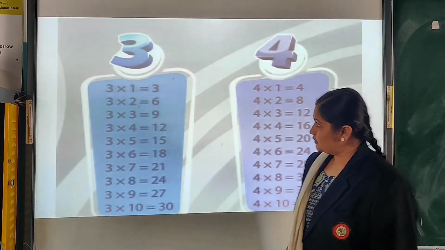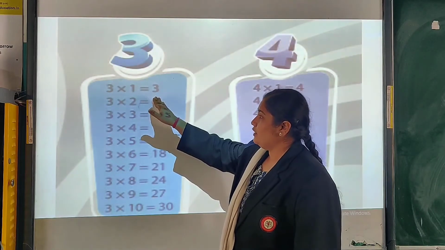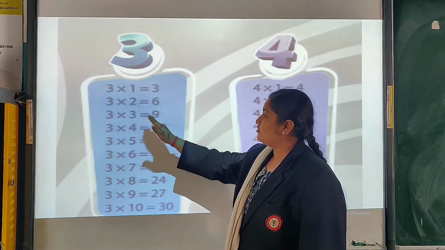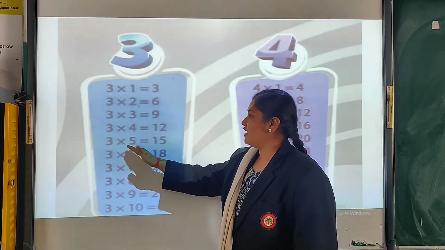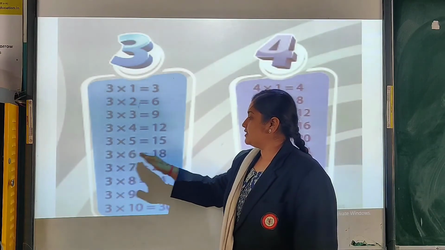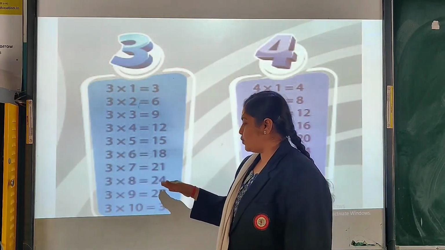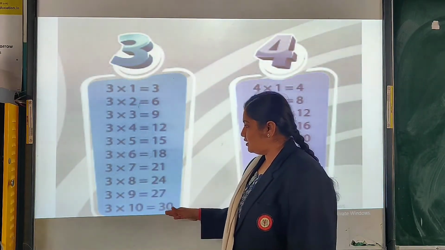Okay. Now table of 3. 3 ones are 3. 3 twos are 6. 3 threes are 9. 3 fours are 12. 3 fives are 15. 3 sixes are 18. 3 sevens are 21. 3 eights are 24. 3 nines are 27. 3 tens are 30.